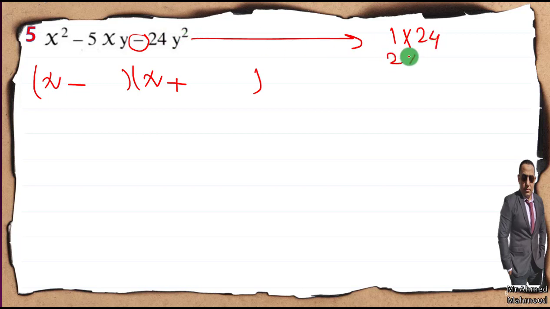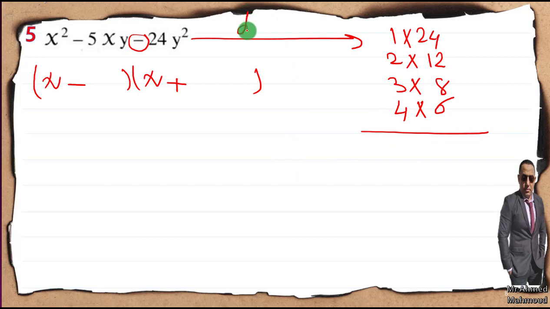24 equals 1 times 24. 24 divided by 2 equals 12. 24 divided by 3 equals 8. 24 divided by 4 equals 6. 24 divided by 5 is a decimal. 24 divided by 6 equals 4. So I'm going to stop here.